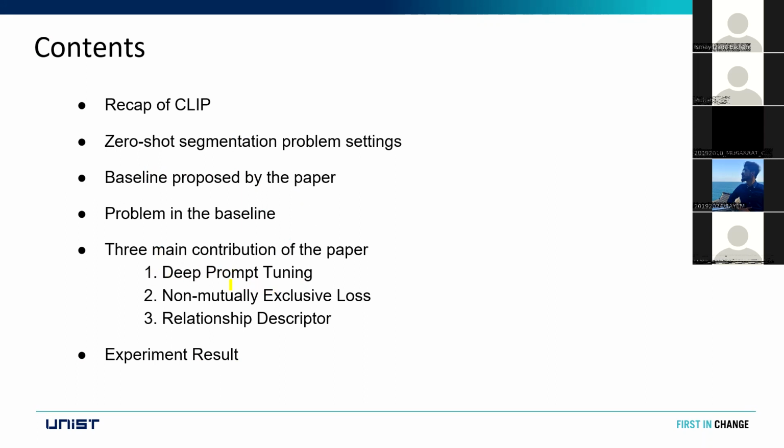They have three main contributions basically: the tuned CLIP transformer with prompt tuning method, and for training they introduced a new loss function, the non-mutually exclusive loss. And for zero-shot segmentation property, they use this relationship descriptor to keep CLIP's zero-shot property intact even while training in the supervised learning setting. Finally, I'll show the experiment results to see the effectiveness of this method.